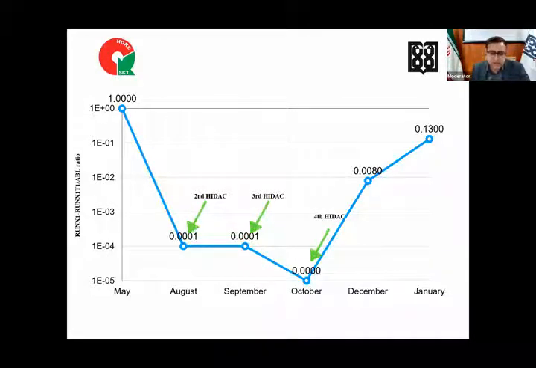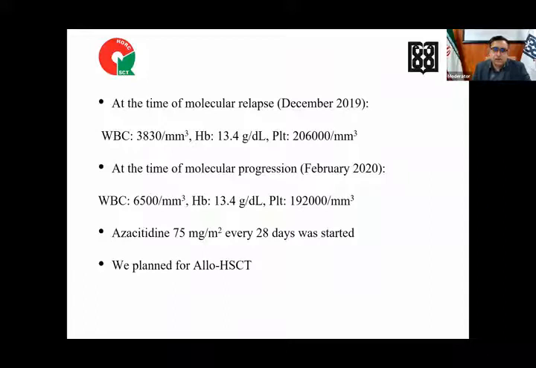2 months later, on follow-up, she experienced a molecular relapse, and MRD at this time was 0.008, and CBC at this time was normal. And a month later, molecular progression occurred, and as you see, the MRD was 0.13. So we started azacitidine and planned for allo-HSCT.